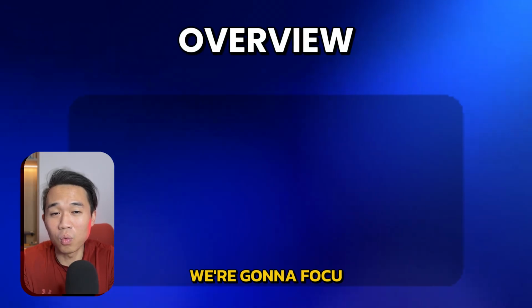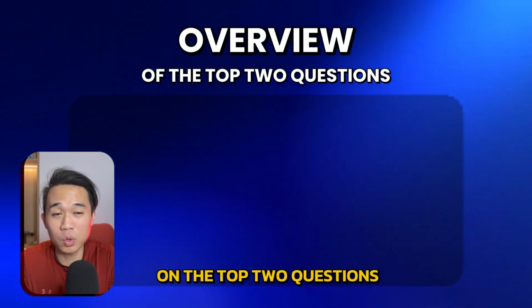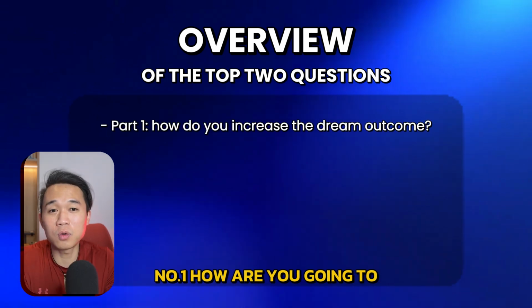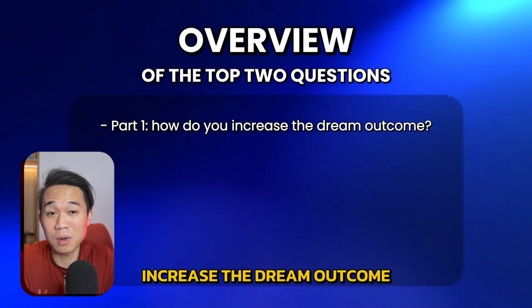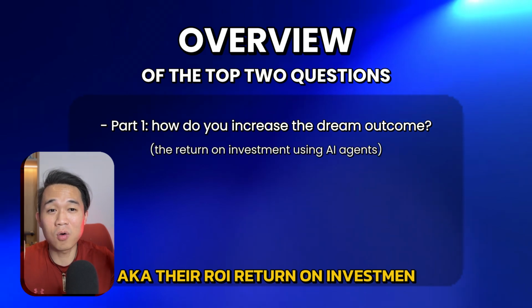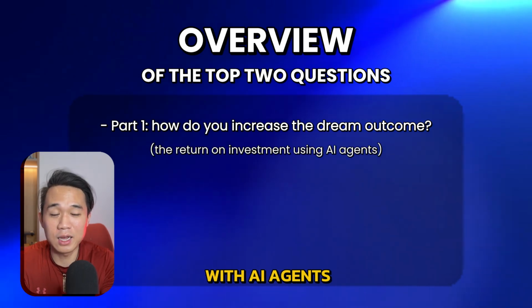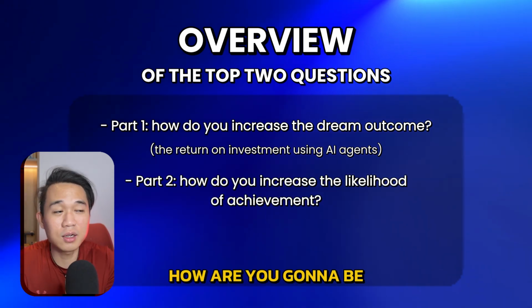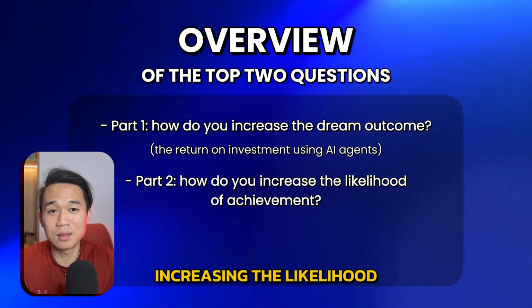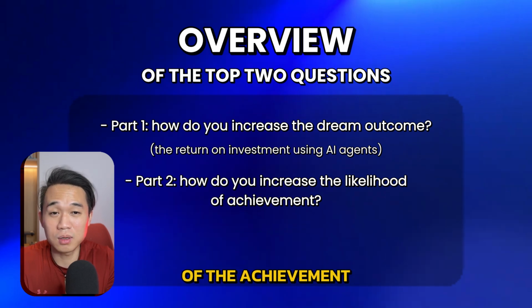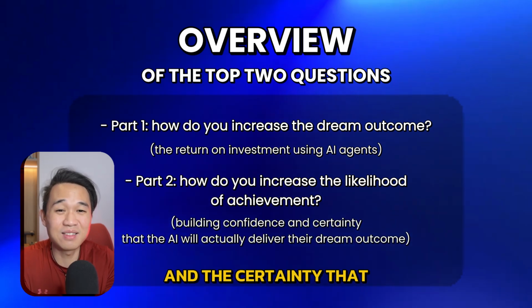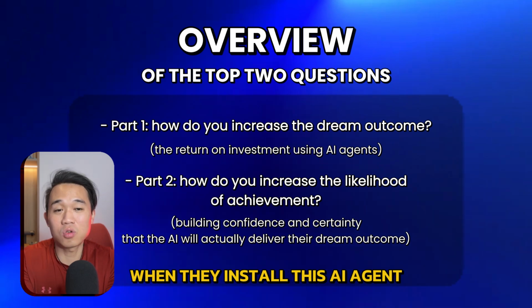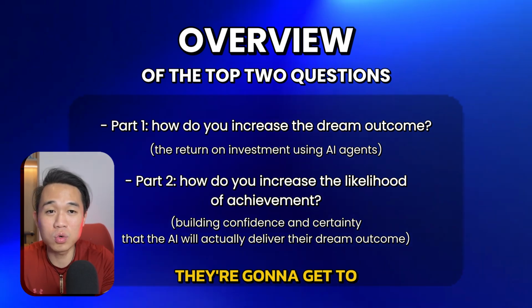So in this video, we're going to focus on the top two parts of the equation. Number one, how are you going to increase the dream outcome, aka their ROI, return on investment, with AI agents as much as possible in a sales conversation? And number two, how are you going to increase the likelihood of achievement, which means the confidence and the certainty that when they install this AI agent, they're going to get to their dream outcome.